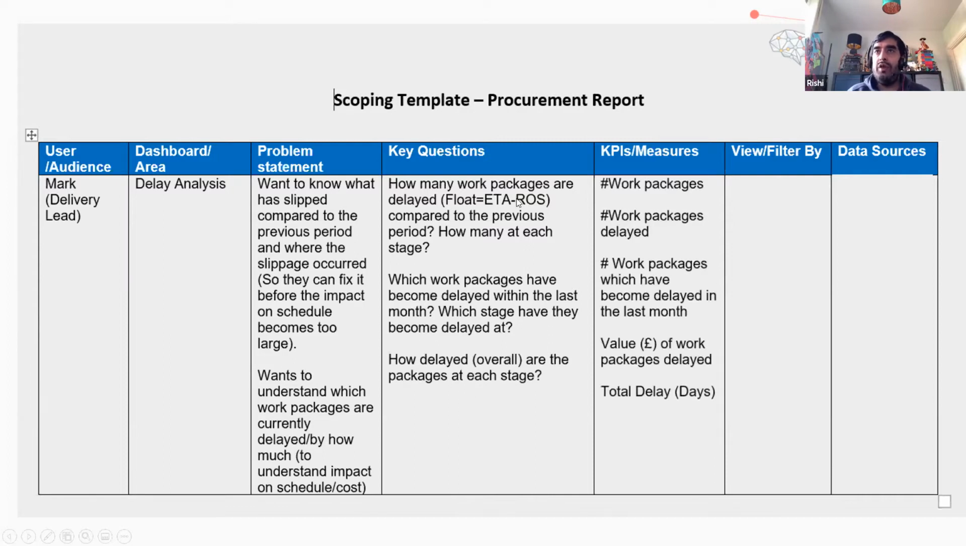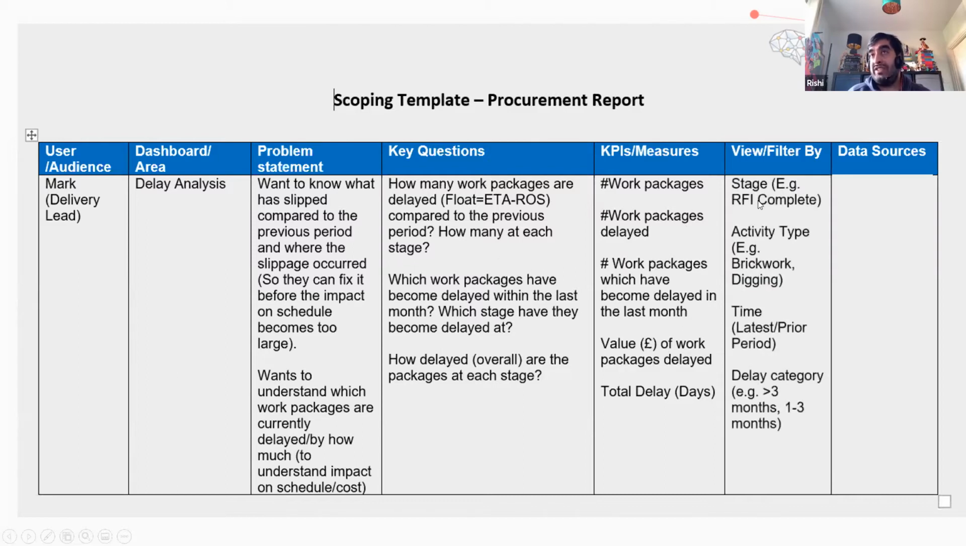And then what KPIs and measures would help to answer those questions? We've got things like the number of work packages, the number of work packages delayed, the number which have become delayed in the last month, the value of the work packages delayed, and the total delay in days. Those are some of the measures which, if we identify them, will help us answer those questions. And what would we want to view and filter those by? Look at it by stage, by activity type, by time, and by delay category.